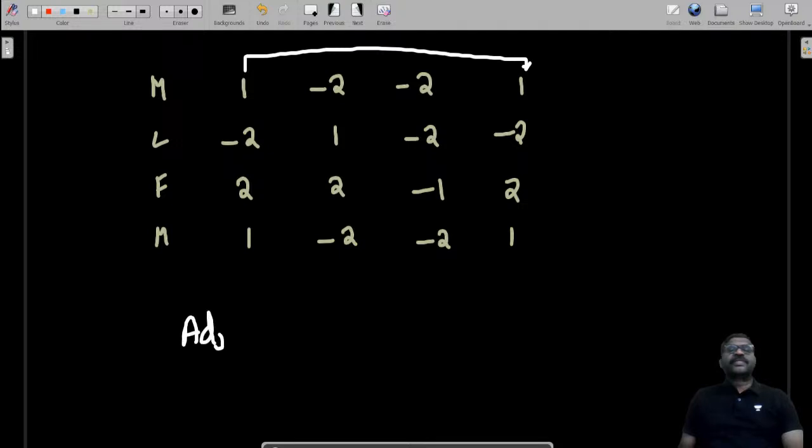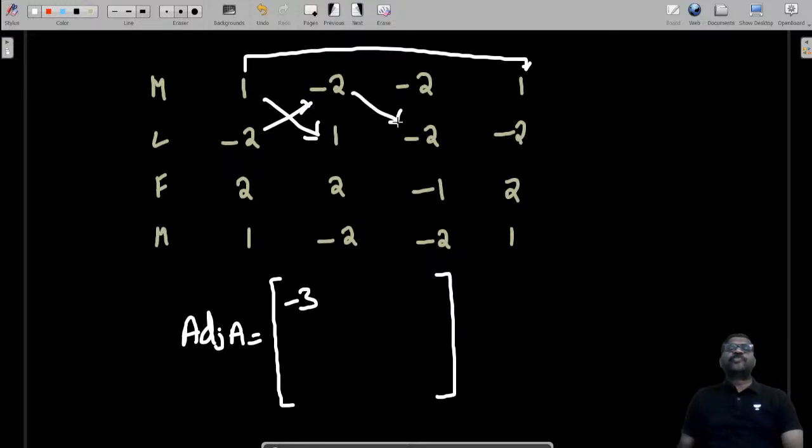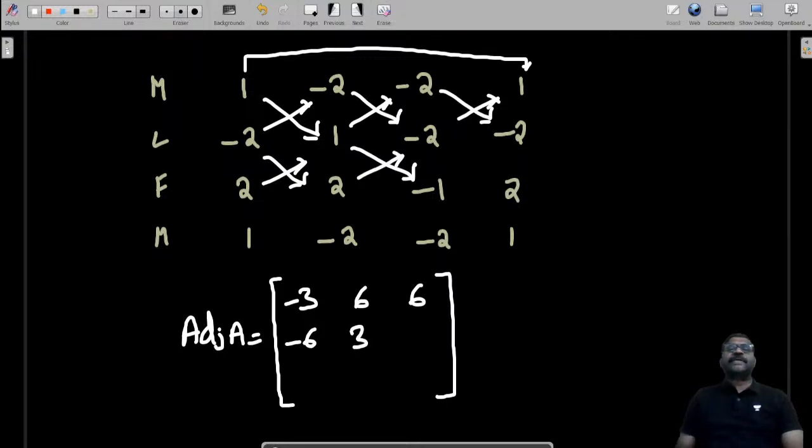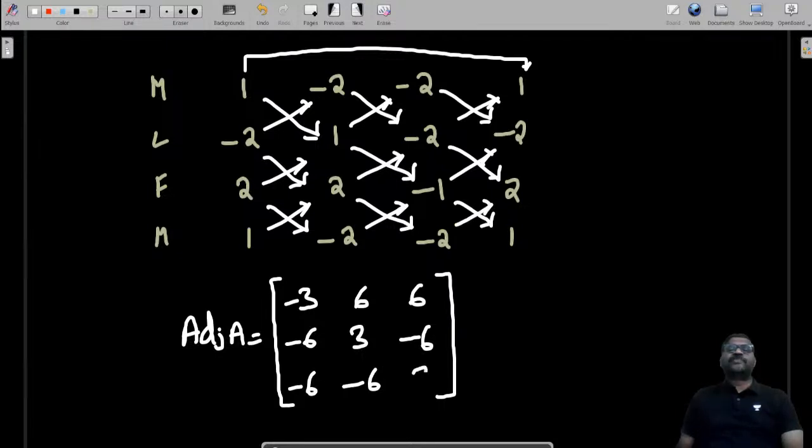Now, the adjoint of A is: apply the AD minus BC technique. 1 into 1 minus 4 is minus 3. Minus 2 into minus 2 plus 4, plus 4 plus 2 is plus 6. Minus 4 minus 2 is minus 6. Minus 1 plus 4 is plus 3. Minus 4 minus 2 minus 6. Minus 1 plus 4 plus 3.